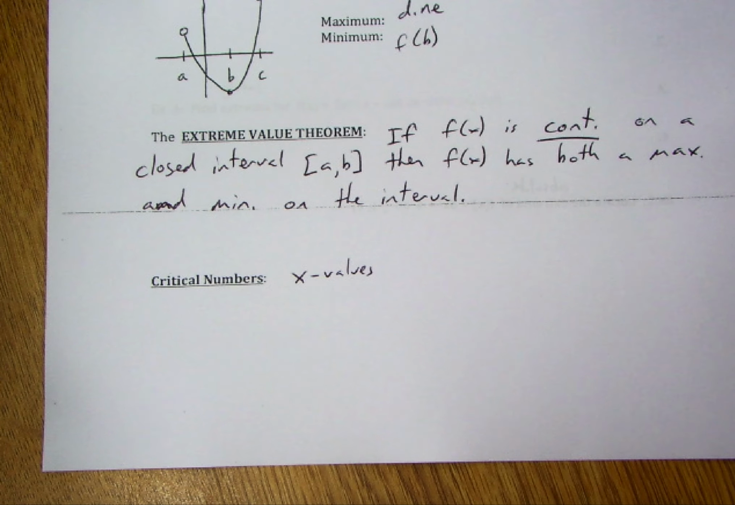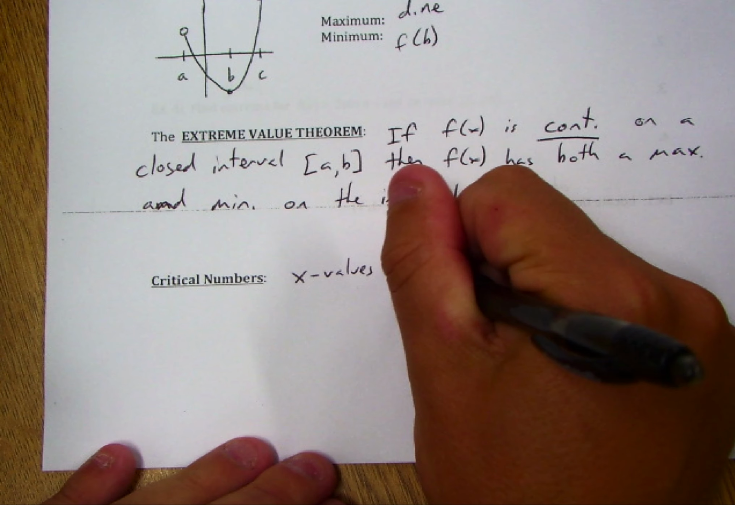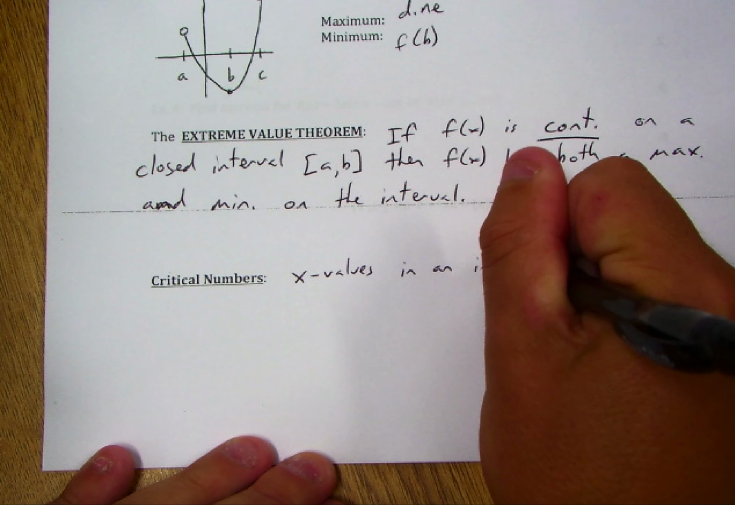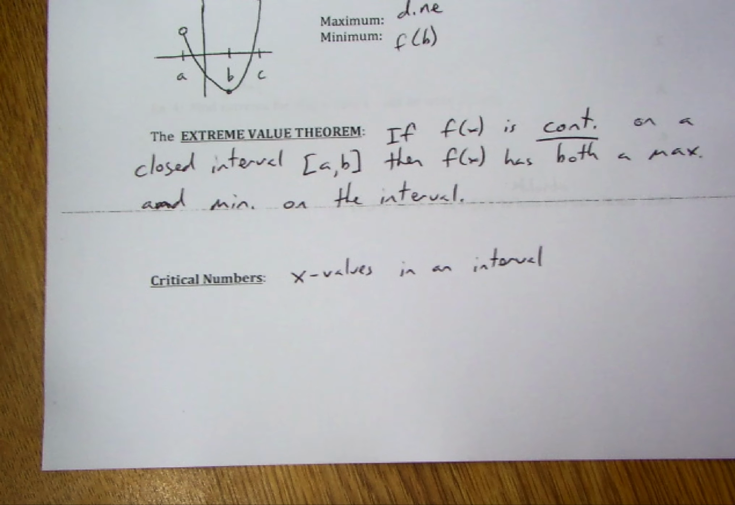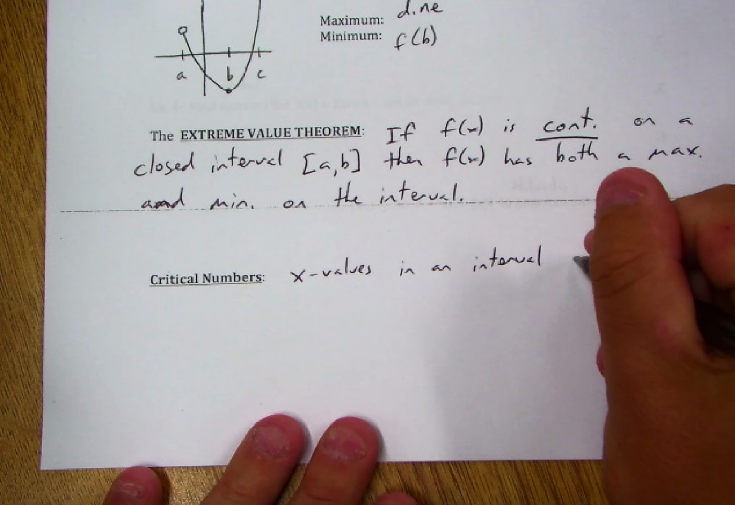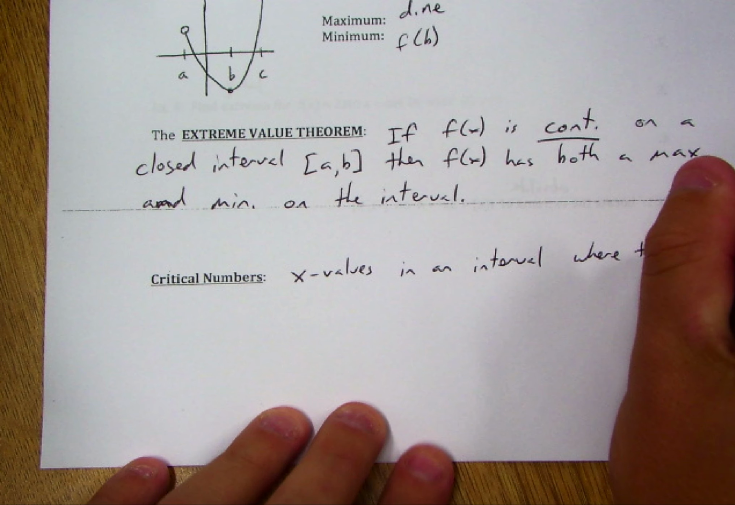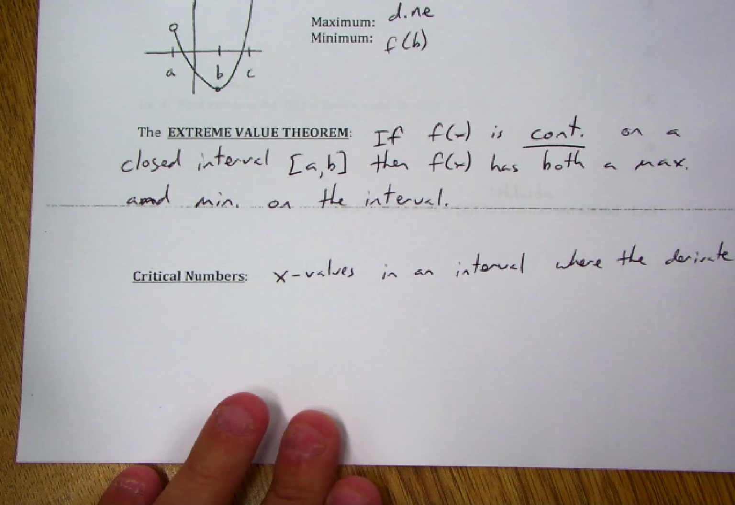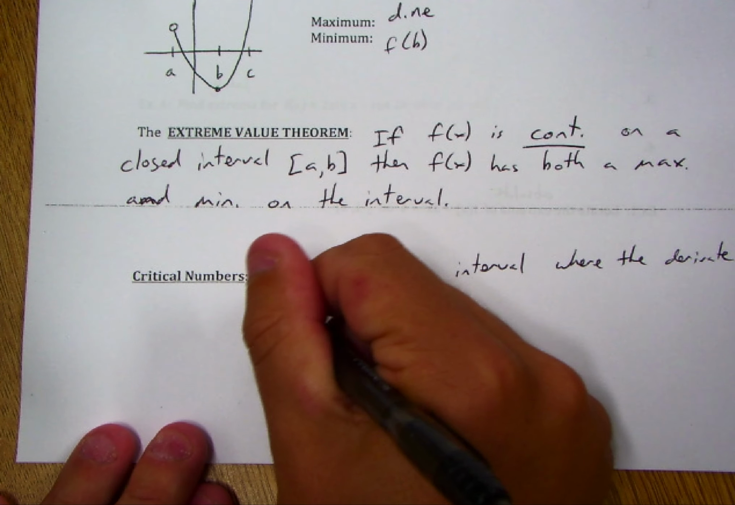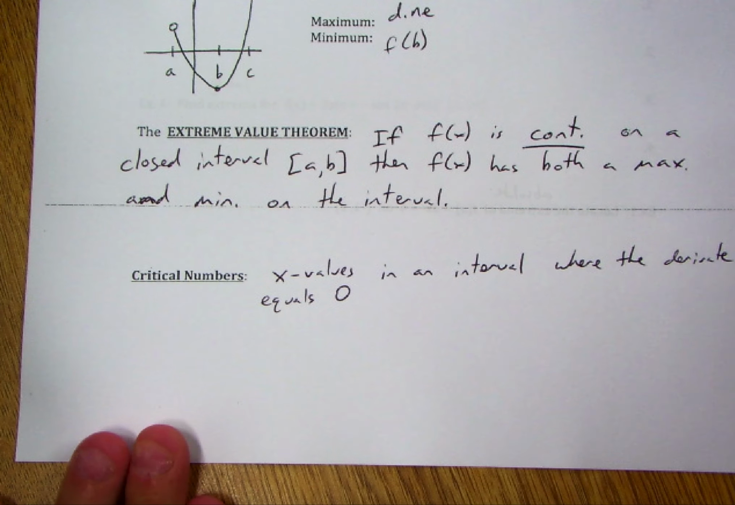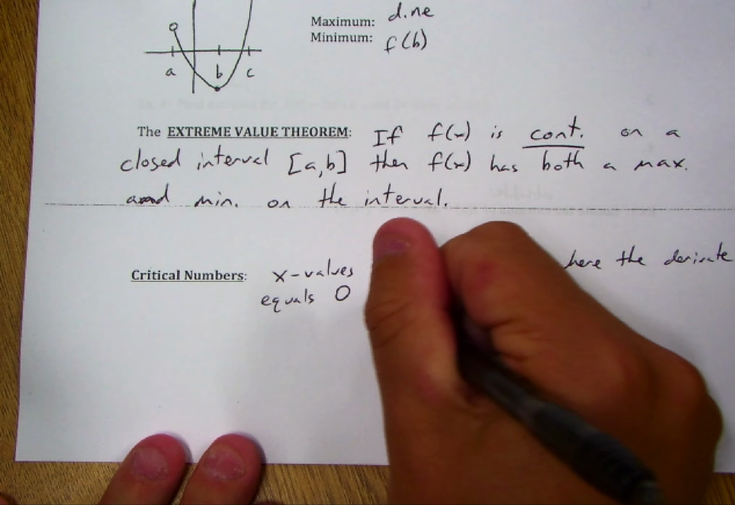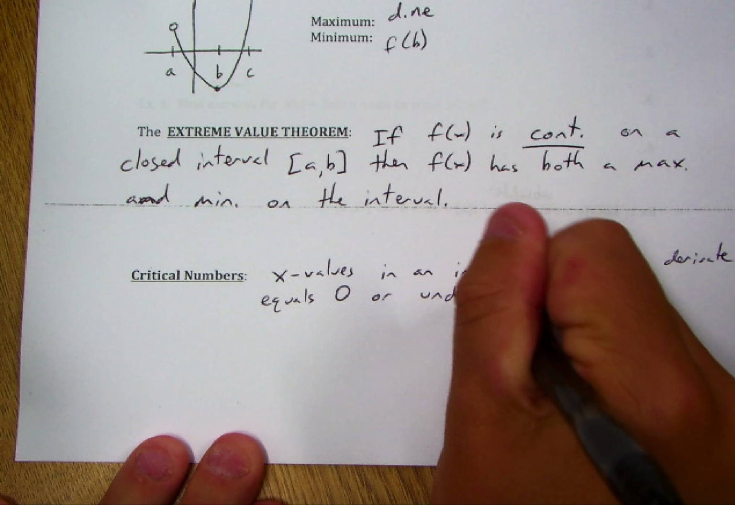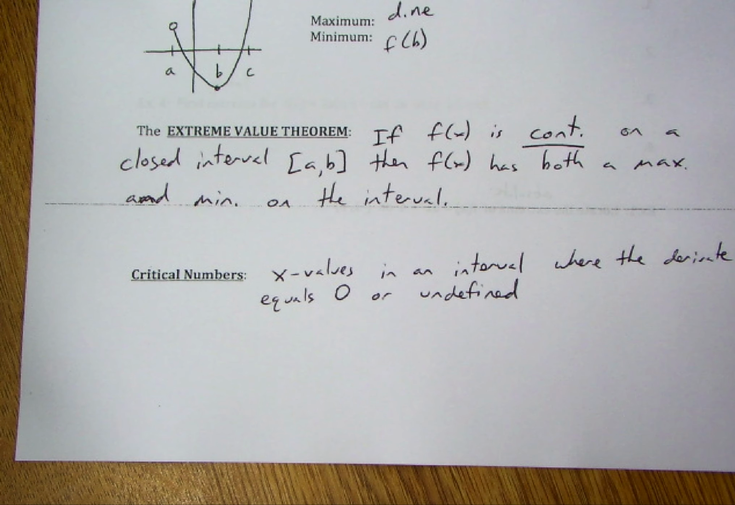Critical numbers are x values in an interval where the derivative equals 0 or is undefined. So they are x values in an interval that make your derivative 0 or undefined.